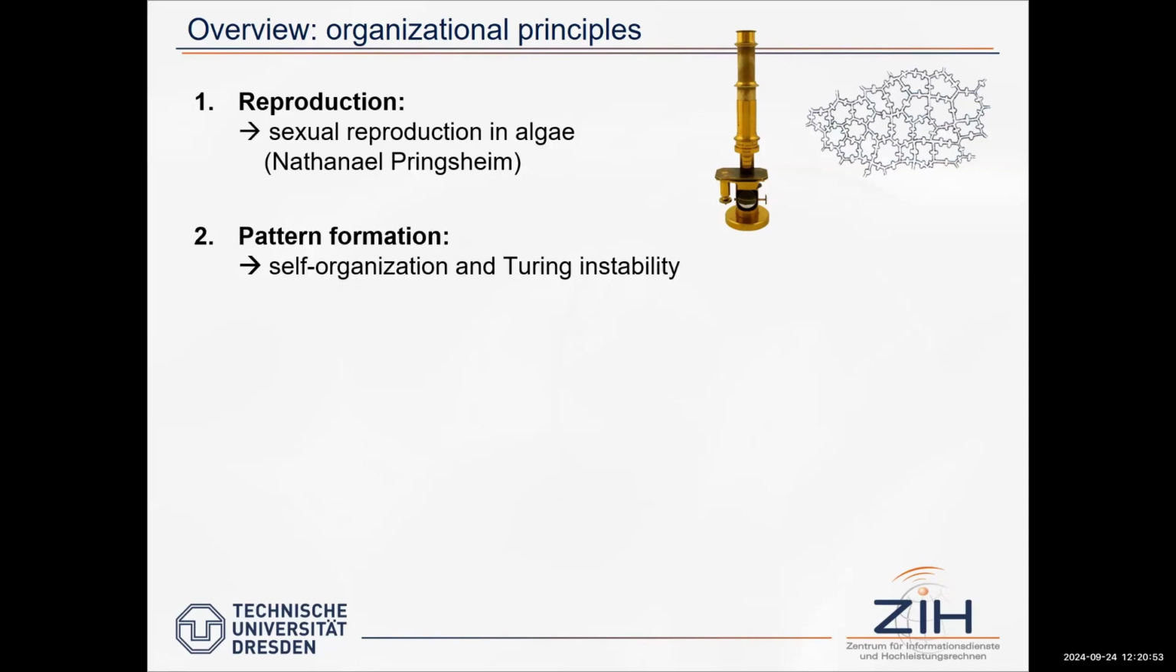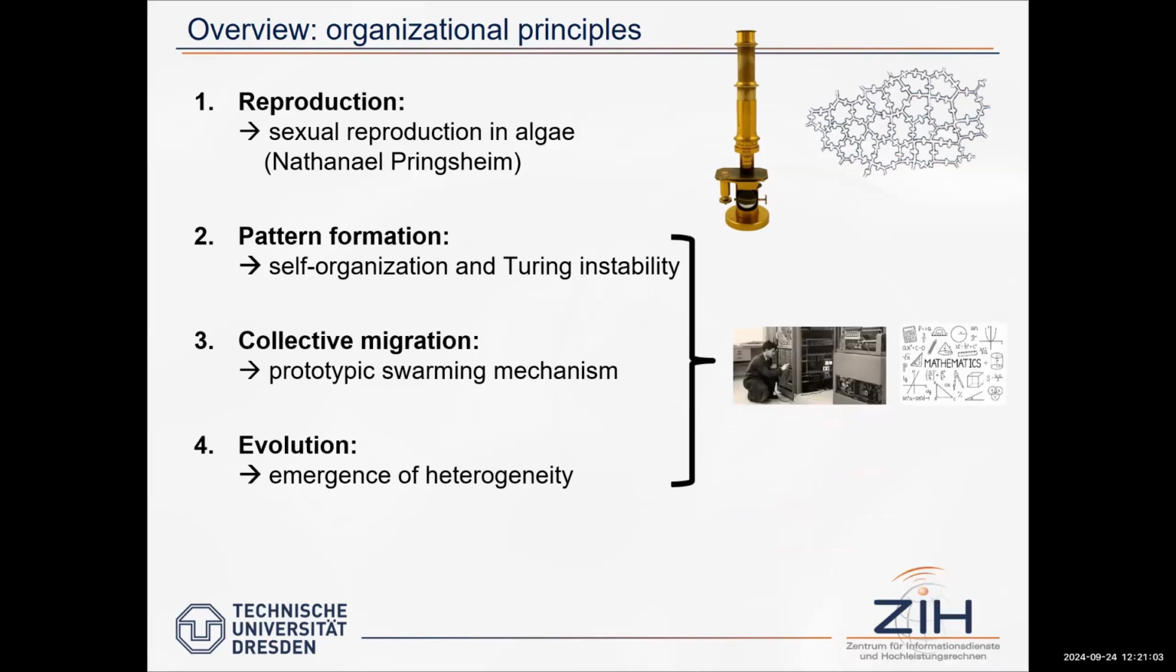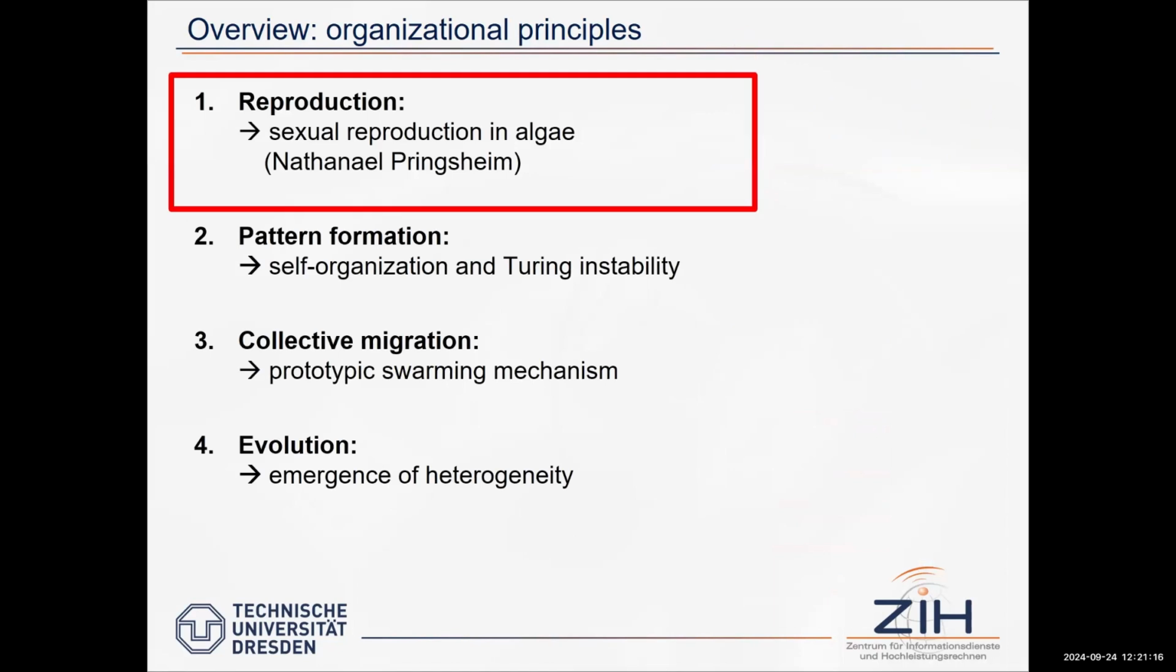Pattern formation, collective migration and evolution can be studied because there is the possibility of mathematical models and computers. And we will see in my talk how this influences each other. So we'll start with Nathanael Pringsheim, who you can find here in the archive. There are letters by Pringsheim to Anton Dohrn. And we dug into them yesterday already.